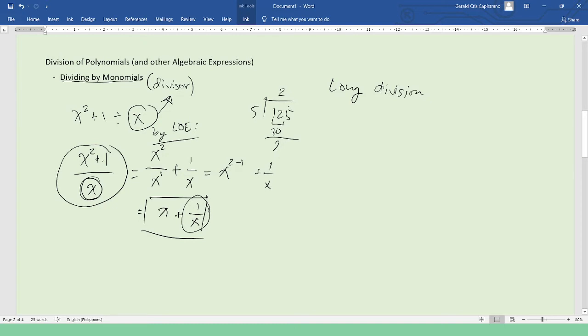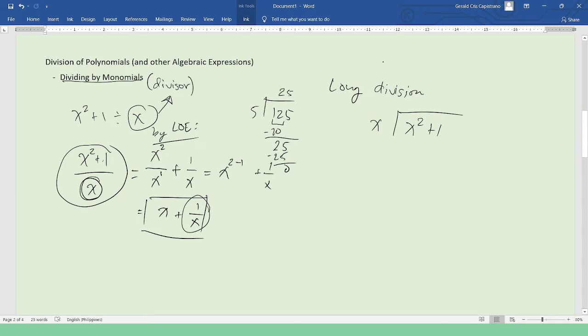Tapos, bring down natin yung hindi natin sinubtract. Okay, so 25. Then 25 divided by 5, that is 5. Then 5 times 5, 25. Subtract ulit natin. Okay, so that is 0. So basically, ganun din yung ating long division. Ang gagawin lang natin, we just need to divide x squared plus 1 by x. Okay? So, meron lang tayong additional na kailangan gawin dito.